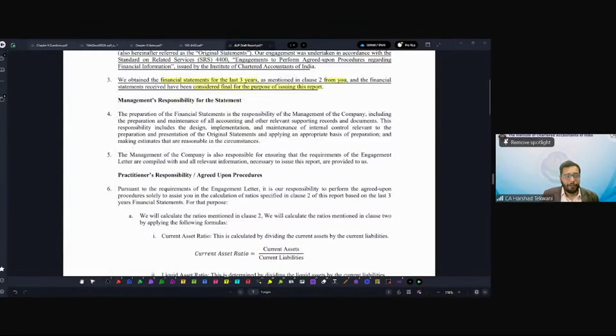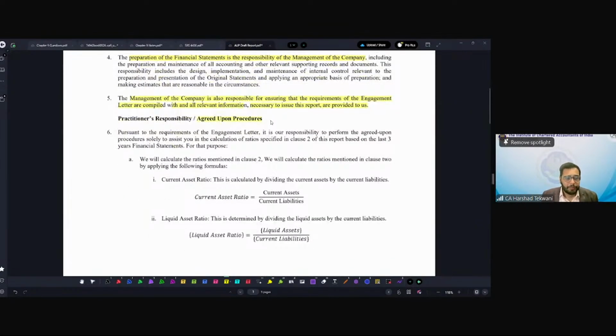Management responsibility for the statement. Again, the preparation of the financial statement is the responsibility of the management of the company. We are specifying that it's the responsibility of the management. Again, management is responsible for ensuring the requirements of the engagement letter are complied with and all relevant information necessary to issue the report is provided to us. So again, management is responsible, not us.